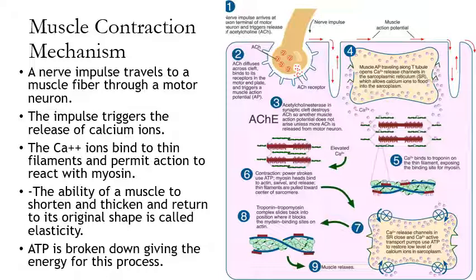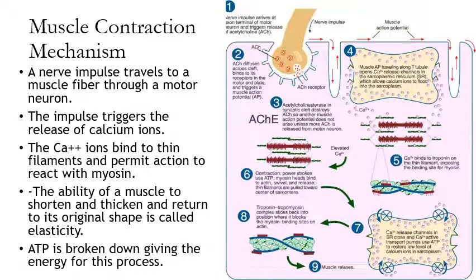Impulses trigger the release of calcium ions. The calcium ion binds to the thin filaments and permits action to the reaction of myosin. So what happens is that the calcium binds with the myosin. The ability of a muscle to shorten and thicken and return to its original shape is called elasticity. Remember me mentioning that before. ATP is broken down, giving the energy for this process.